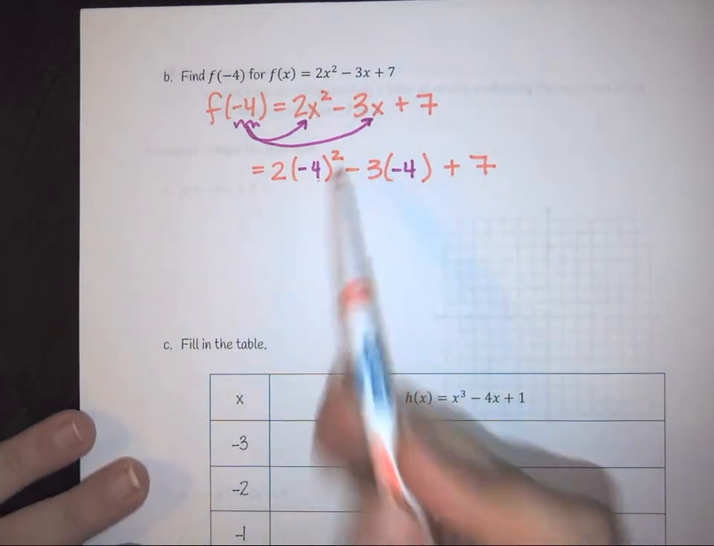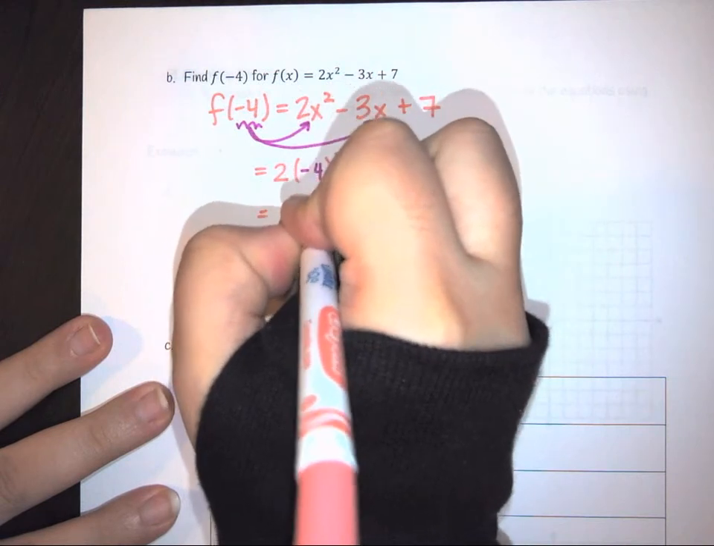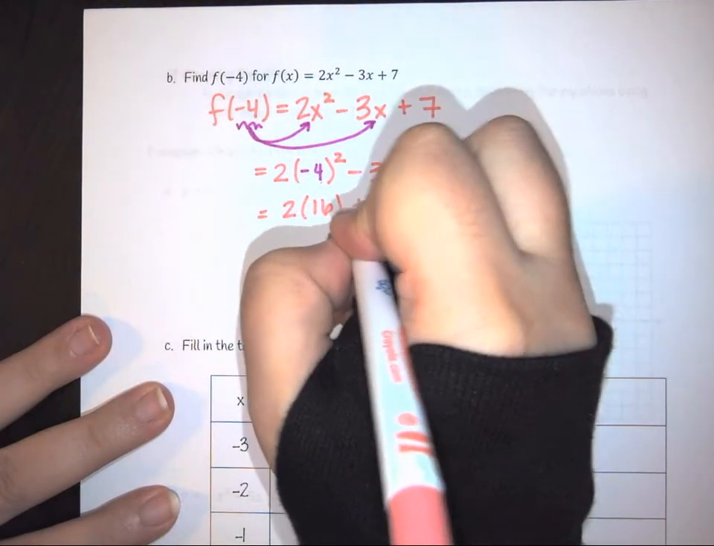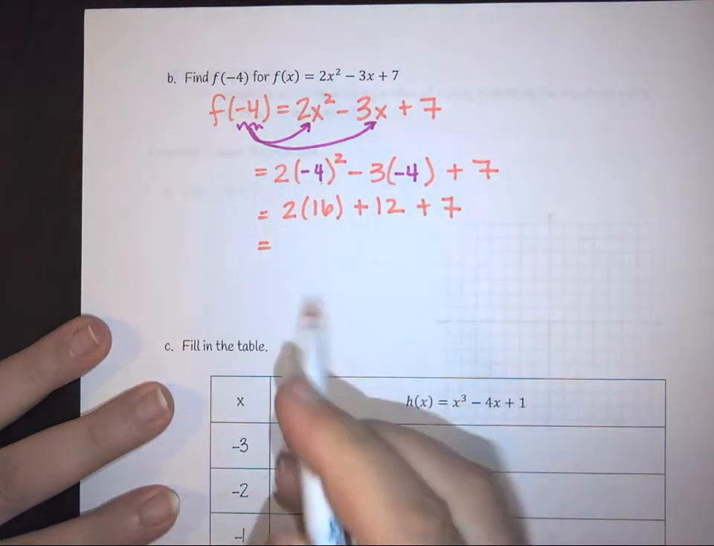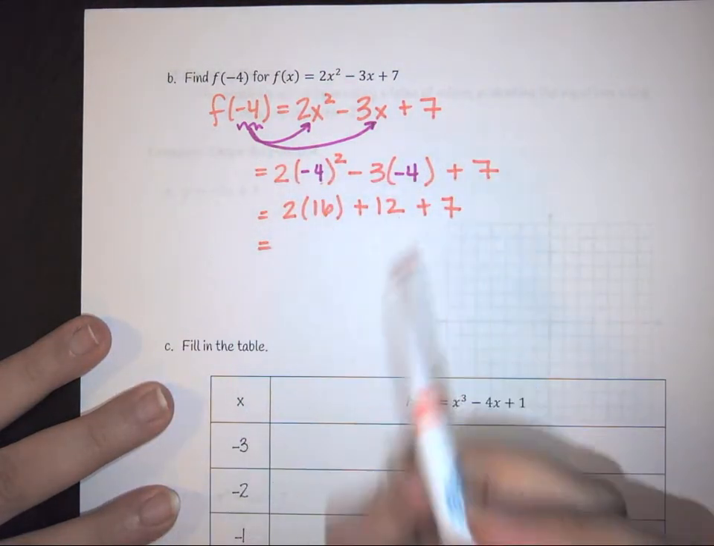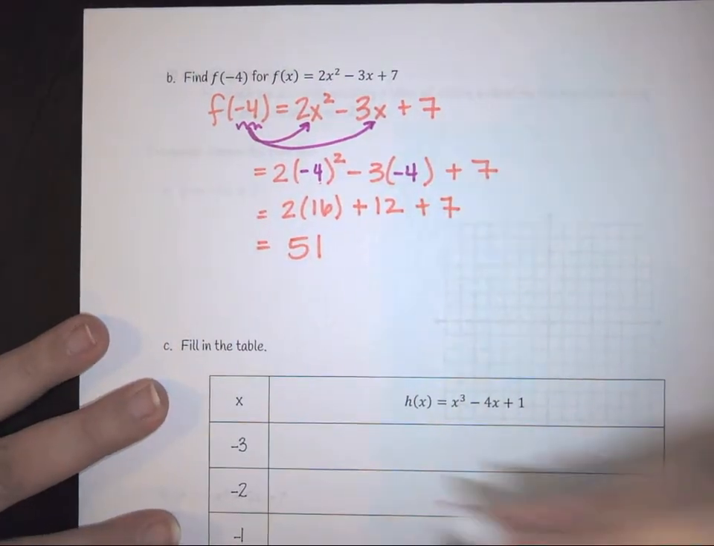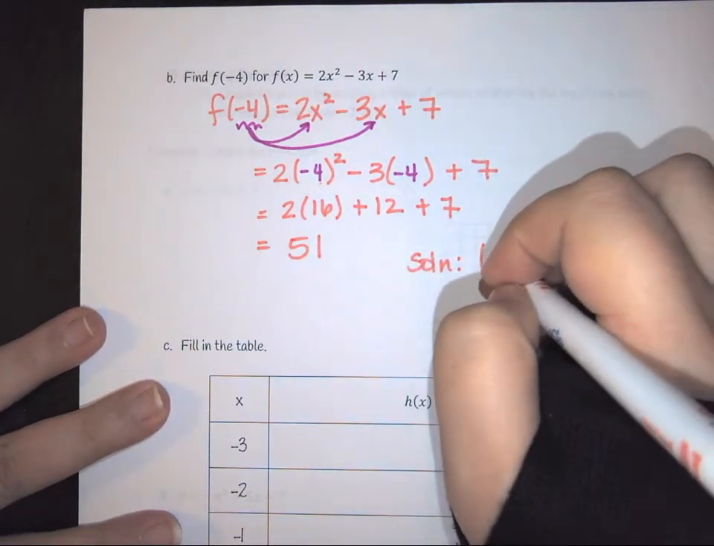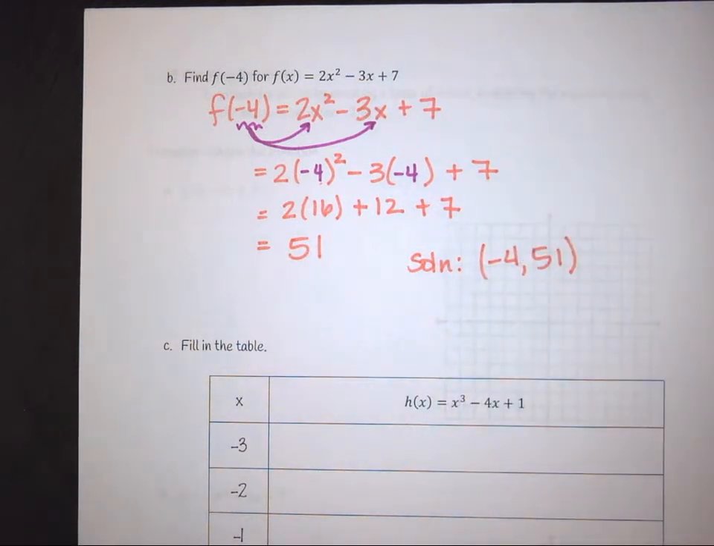So here, negative 4 squared is 16. So this is going to be 2 times 16. Negative 3 times a negative 4, negative and negative is positive, 3 times 4 is 12, and then plus 7. 16 times 2 is 32 plus 12 plus 7 gives you 51 as a result. And then, of course, remember your solution could be written as a coordinate point, which would be the point negative 4, 51. So when x is negative 4, my y value becomes 51.